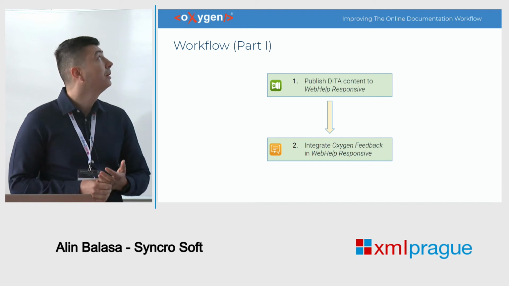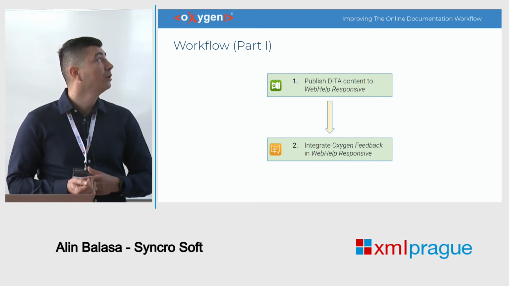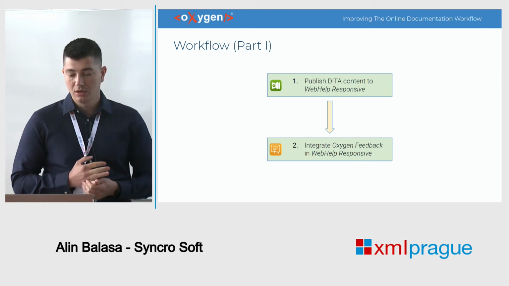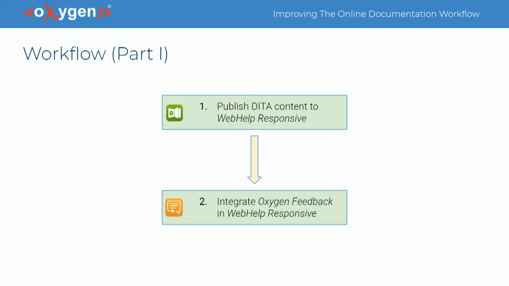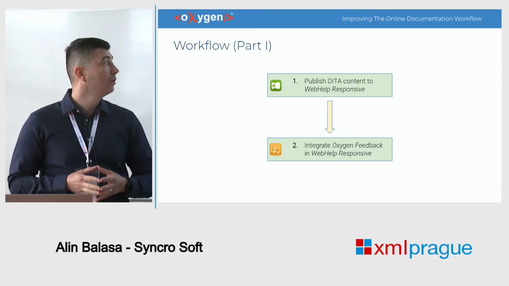The first part of the workflow I will discuss today is the initial setup. So first of all, we'll need to publish our DITA content in an HTML format to make it available online. Next, we'll be integrating Oxygen Feedback to allow users to provide feedback regarding the documentation content, and also to ask questions about our product.